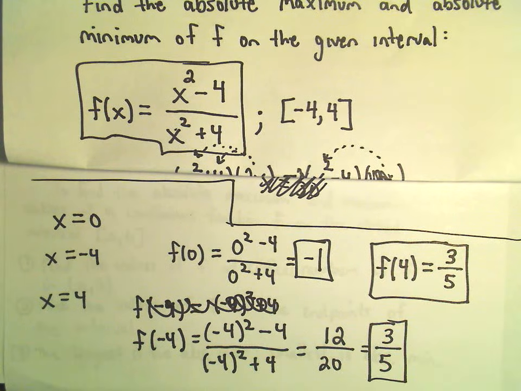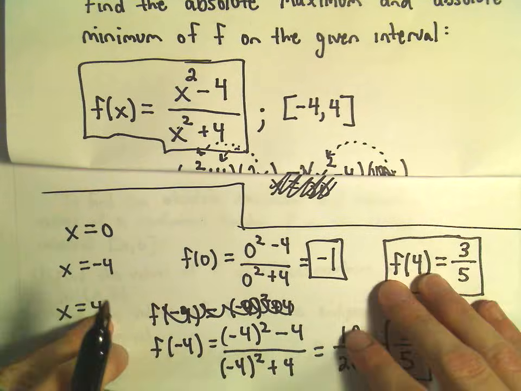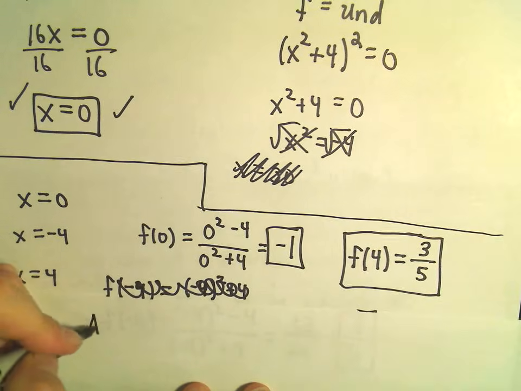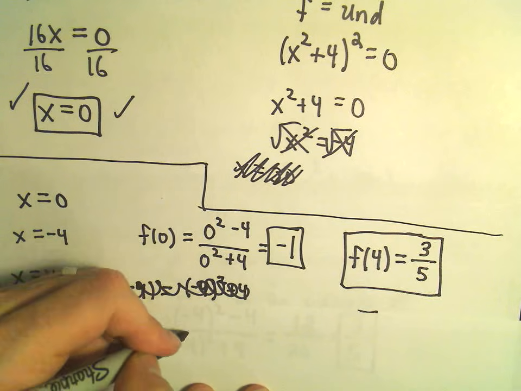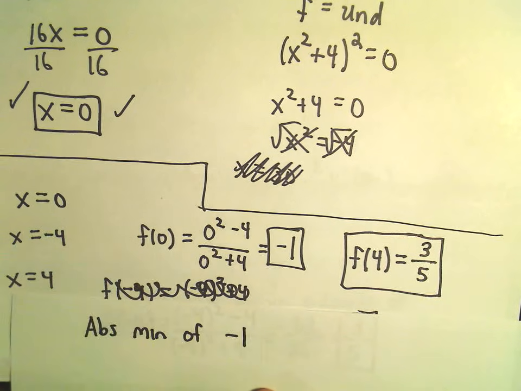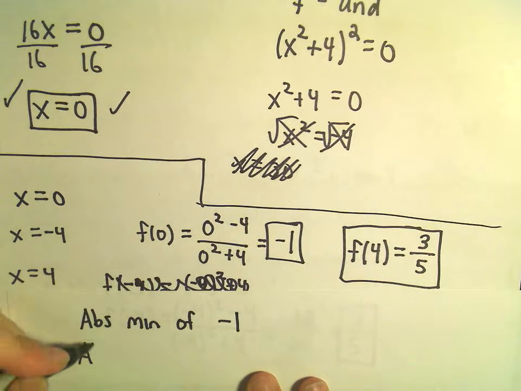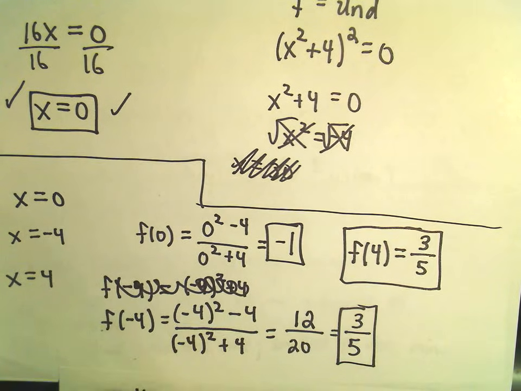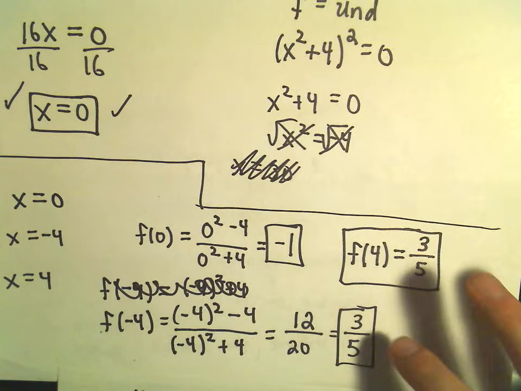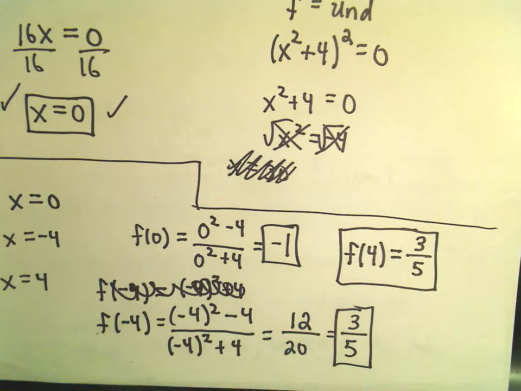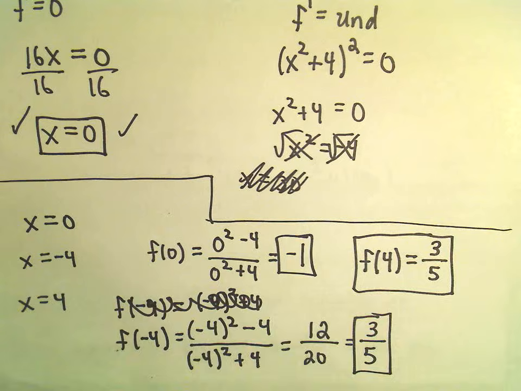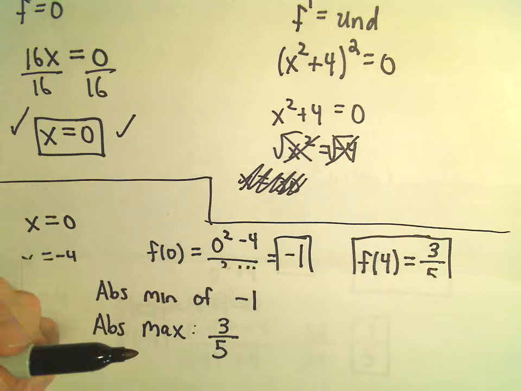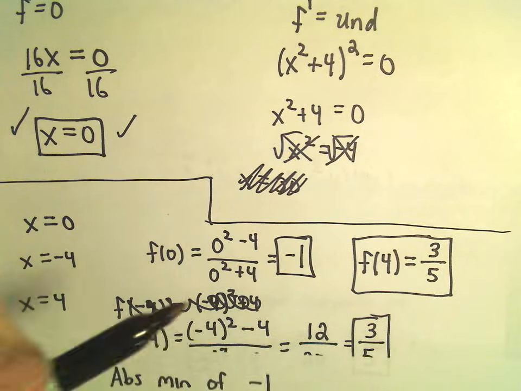Okay, now all we have to do to pick out the absolute minimum is pick out the smallest value that occurs. So in this case, we would say there's an absolute minimum of -1, that's the smallest value, and we would say there's an absolute maximum of 3/5. It's okay that it occurs in two different places. In this case, it occurs at both the endpoints. Nothing wrong with that at all. But again, there's only one maximum value. It's 3/5. It just occurs in different places.